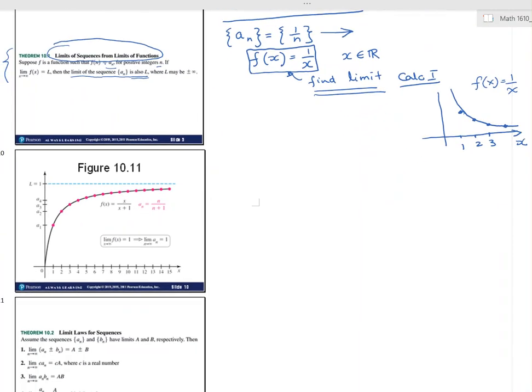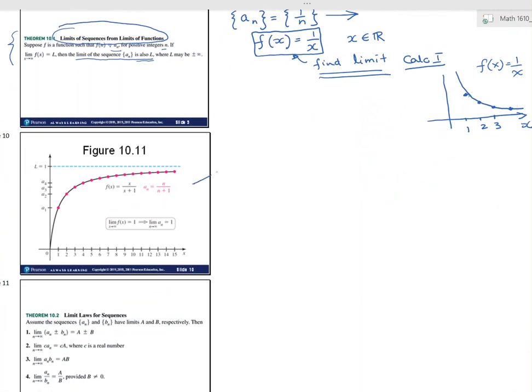So let's look at an example and then we'll come back to practicing more. So here our sequence a_n is n over n plus 1. So step 1 is figure out the function f of x, which is trivial. All that you have to do is write x wherever you see n. Now step 2 would be find the limit as x goes to infinity of the function x over x plus 1. So what is this limit?